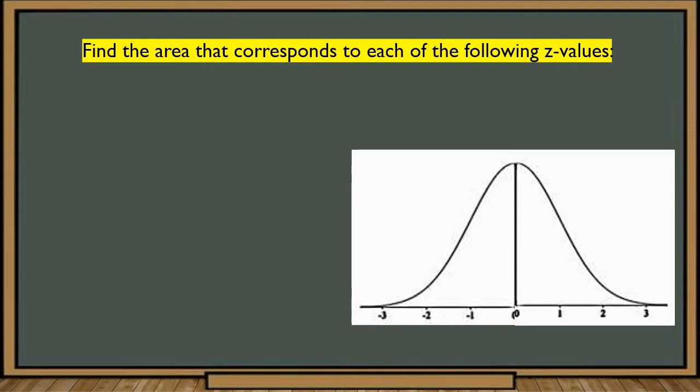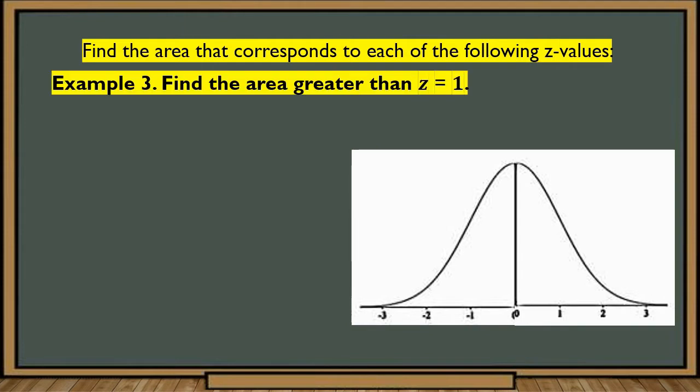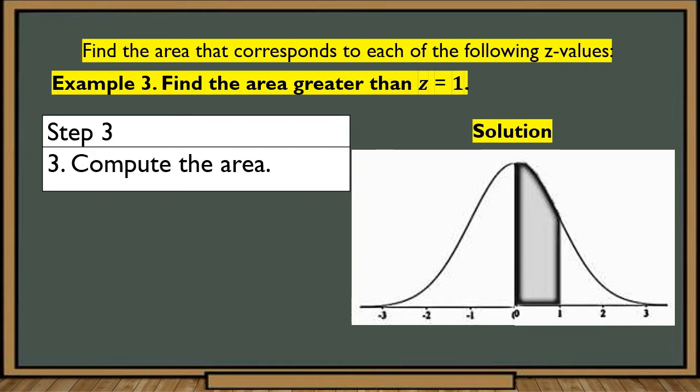So, after we found the area from z equals 1, the area from 0 to 1, or from the mean to 1, we need to find this area. This is the pink shaded, or light red, colored region that we are looking for, which is the area greater than z equals 1.